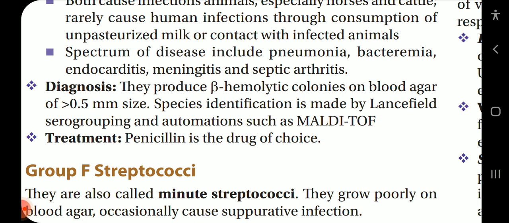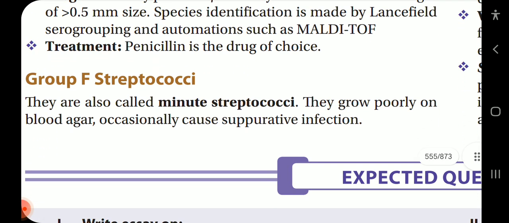Diagnosis: they produce beta hemolytic colonies on blood agar of more than 0.5 mm size. Species identification is made by Lancefield serogrouping and automation such as MALDI-TOF. Treatment: penicillin is the drug of choice.